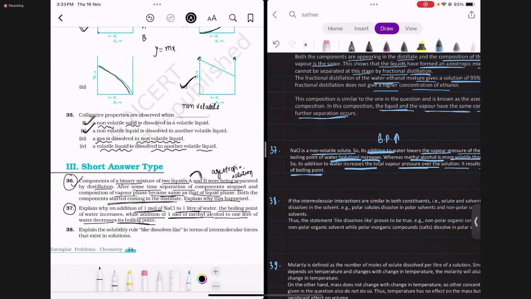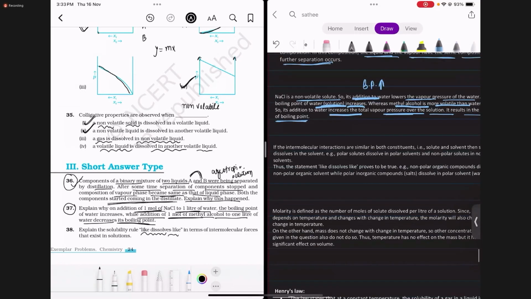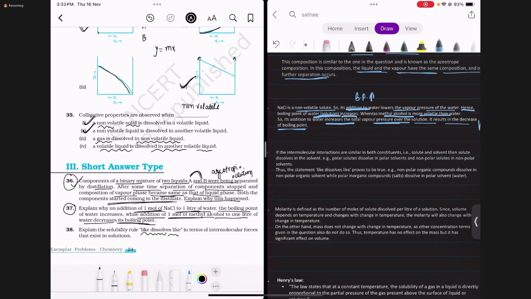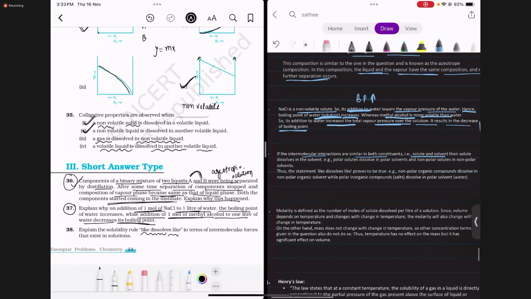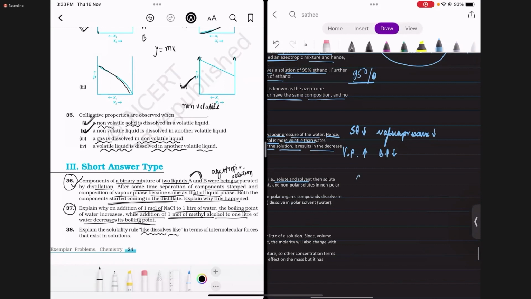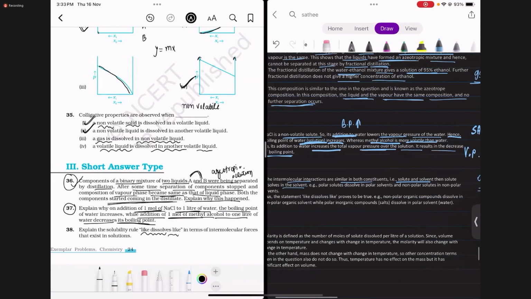Now we come to question number 38. Explain the solubility rule, like dissolves like, in terms of intermolecular forces that exist in solutions. तो जो intermolecular interactions होते हैं in solutions, they are similar in both constituents, that is in solute and solvent. Then solute dissolves in the solvent. तो अगर intermolecular attractions, if they are same, then only the solute will dissolve in the solvent.